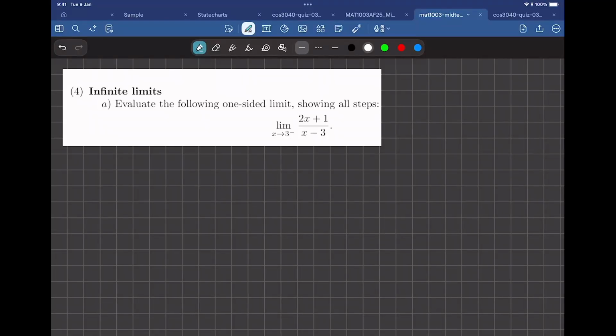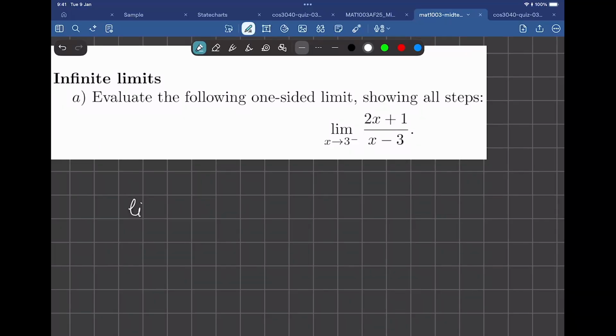Hi guys, it's finally time to solve an easier, shorter sort of problem. So let's take a look at this limit. We have the limit as x approaches 3 from the left, which means that x is going to be always slightly less than 3, of (2x + 1) over (x - 3).